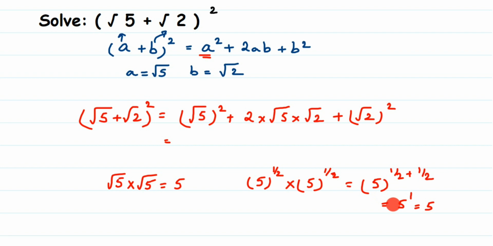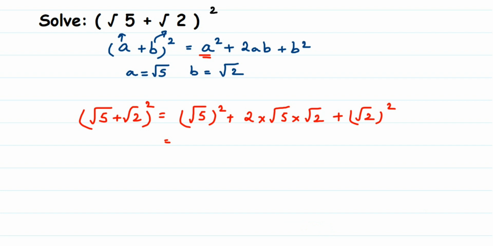Now again, which identity have I used here? I have used a to the power m multiplied by a to the power n, where the bases are the same. If the bases are the same, keep the same base and just add the exponents. This law I have used to find the answer. Okay, so we're going to proceed with the question here.